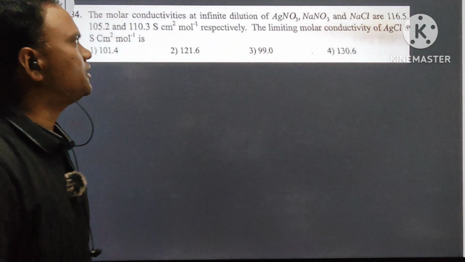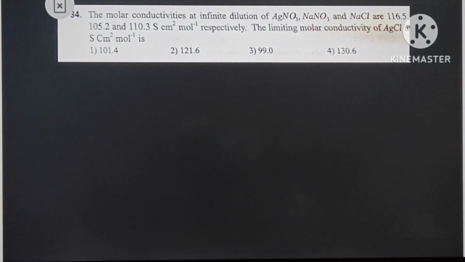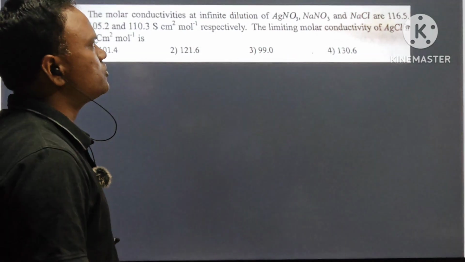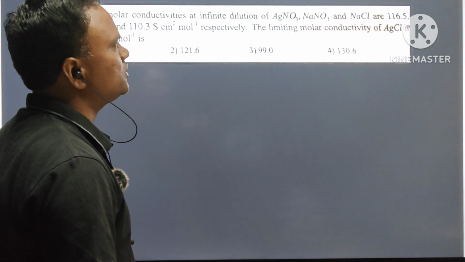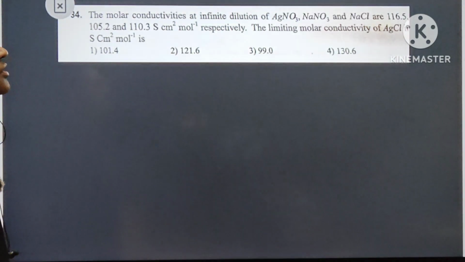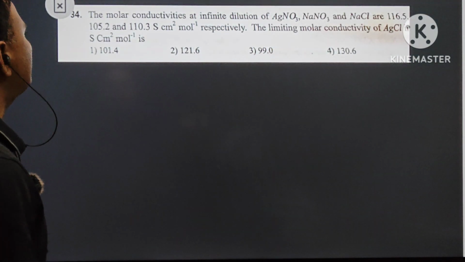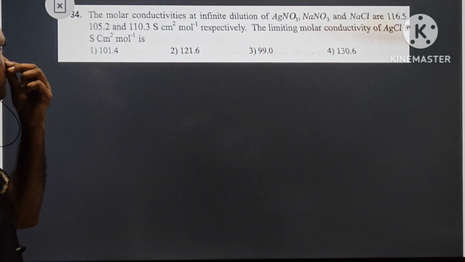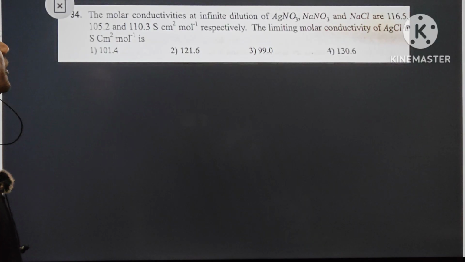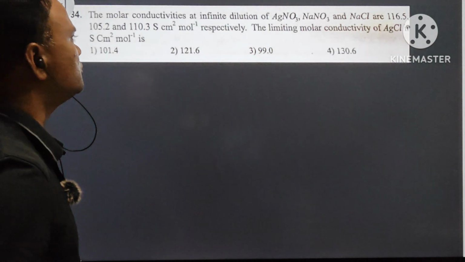The molar conductivity at infinite dilution of AgNO3, NaNO3 and NaCl are 116.5, 105.2, 110.3. The limiting molar conductivity of AgCl.